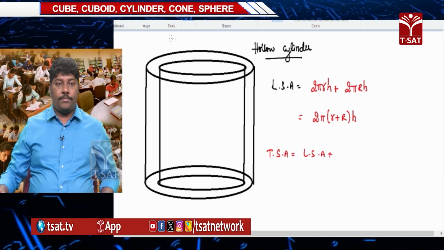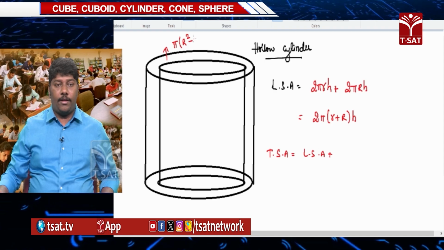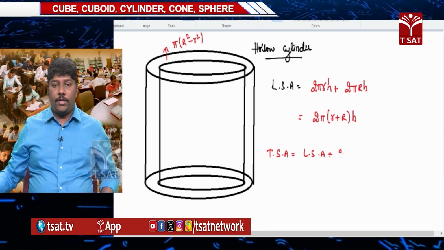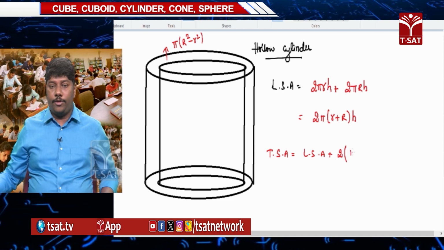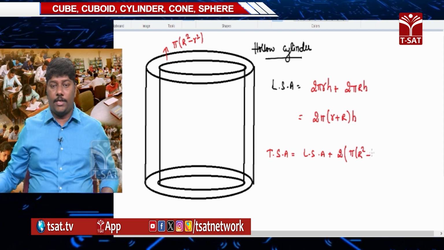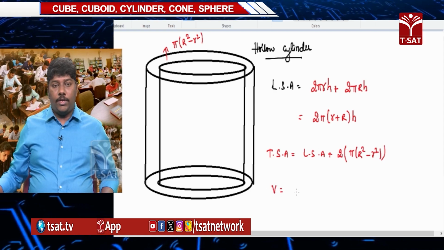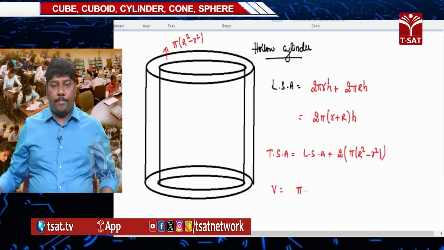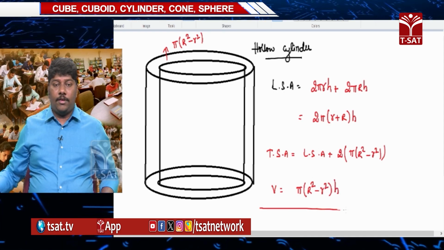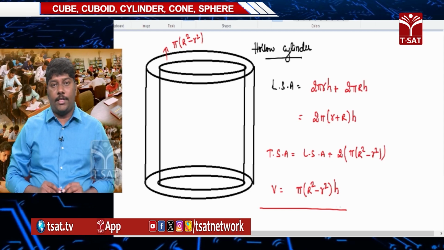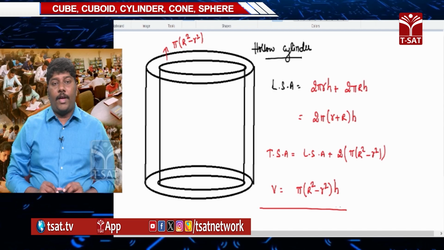When it comes to total surface area, you add the lateral surface area. There are 2 rings. The area of a ring is pi (capital R square minus small r square). There are 2 rings, one is the upper ring and the other is the ring below. So, 2 into pi into (capital R square minus small r square). When it comes to volume, for the outer cylinder, pi (capital R square minus small r square) into h. I am just subtracting the volume of the inner cylinder from the volume of the outer cylinder in order to get the volume of the hollow cylinder.